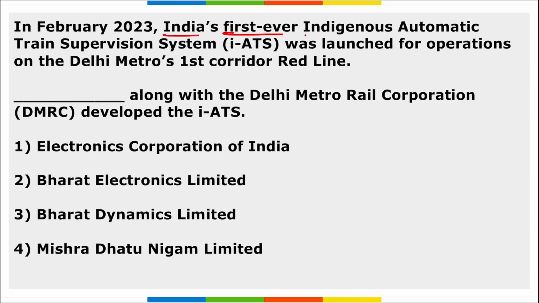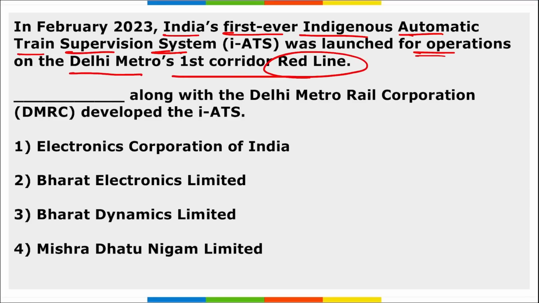Next, India's first ever indigenous automatic train supervision system was launched for operation on the Delhi Metro's first corridor, the Red Line. Bharat Electronics Limited, along with the Delhi Metro Rail Corporation, developed this ATS. So remember, this indigenous automatic train supervision system was developed by BEL along with DMRC for the Delhi Metro.